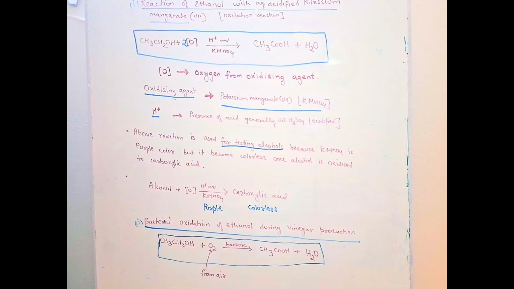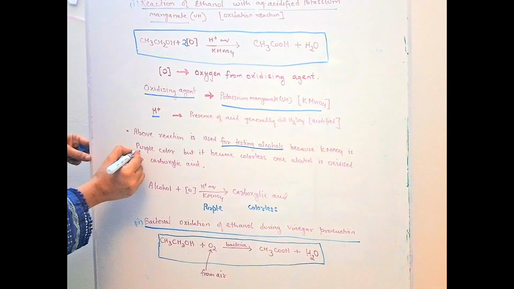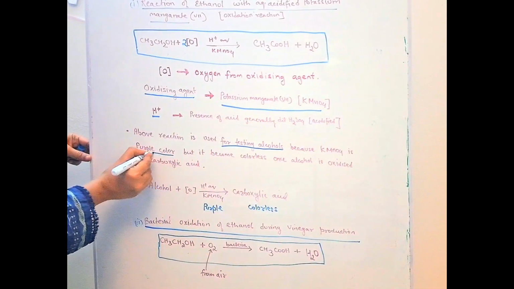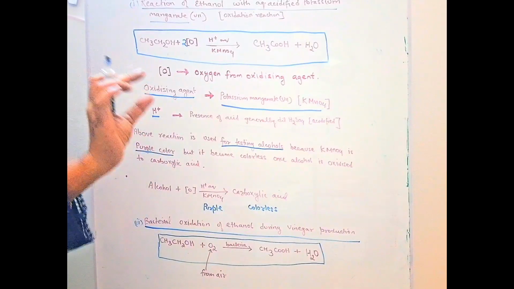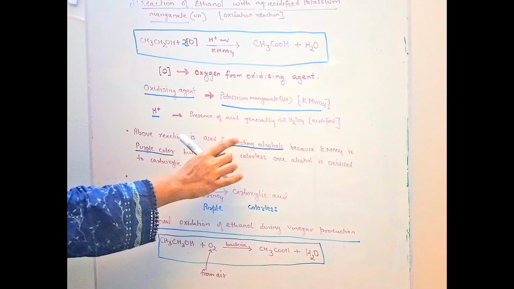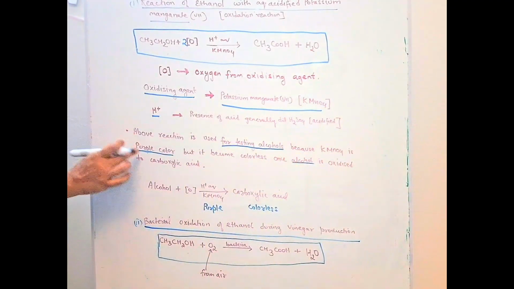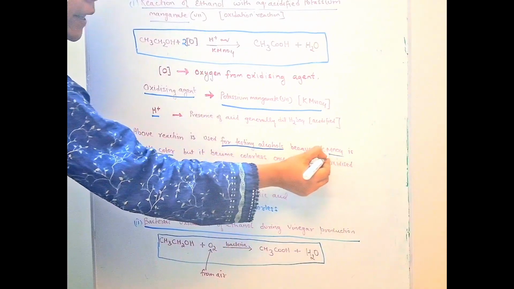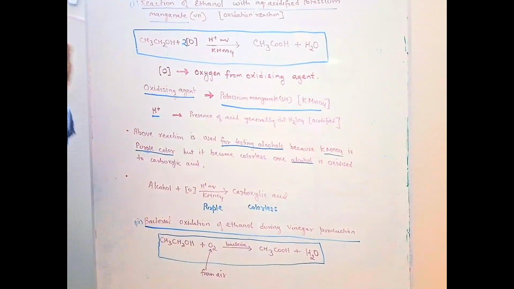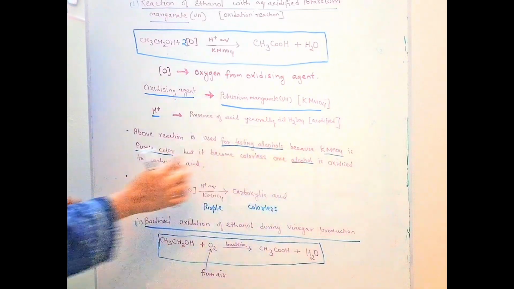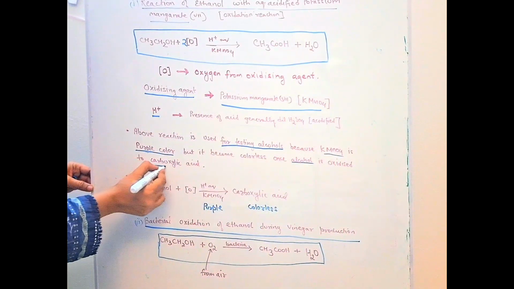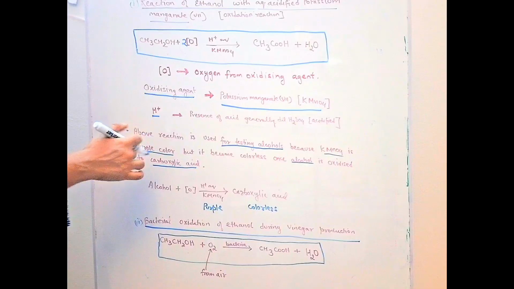Now how can we use this reaction for testing alcohol? Because you see, KMnO4 is purple in color. When this purple KMnO4 is added to ethanol or any other alcohol, oxidation takes place and the alcohol gets converted into carboxylic acid. And during this conversion, what happens? The purple color of KMnO4 is lost.